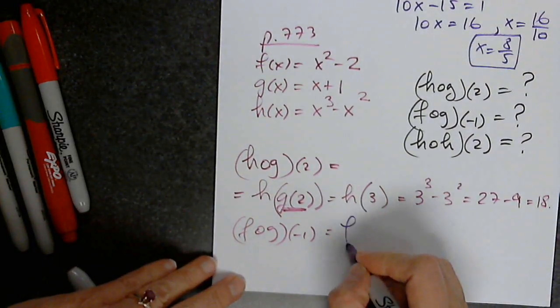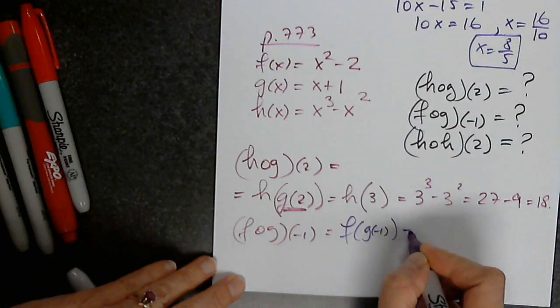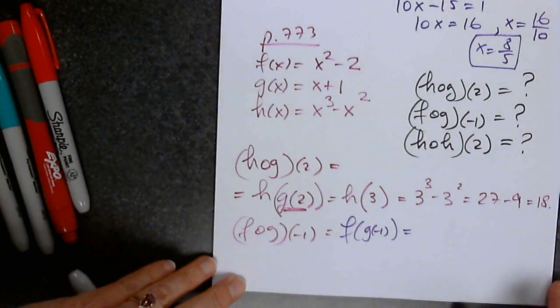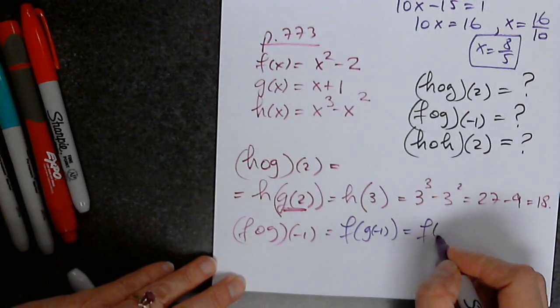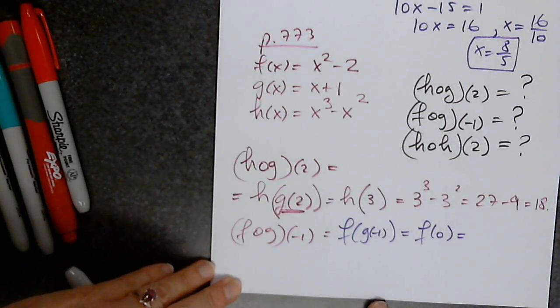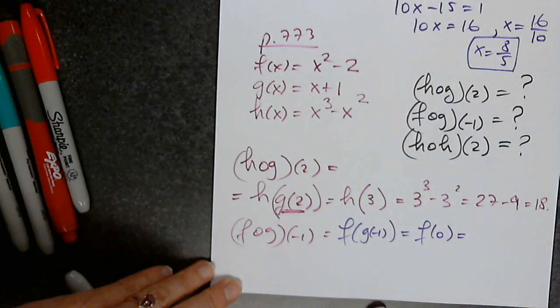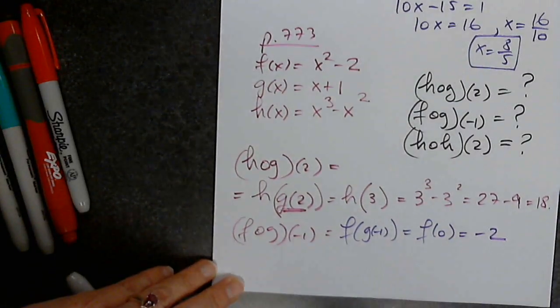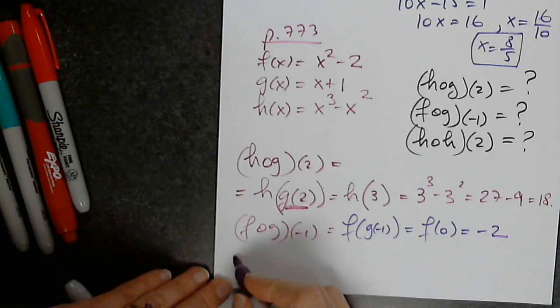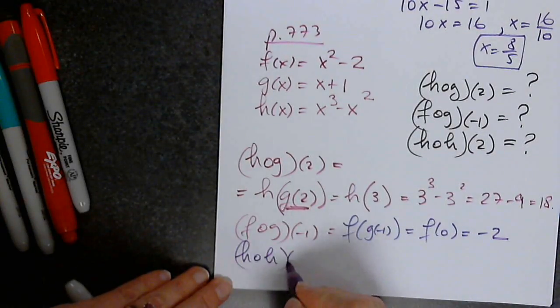So this is f of g of negative 1. So we have to determine g of negative 1, which is 0. And then we have to determine f of 0, which is negative 2. Awesome. And on the last one, h comp h of 2.